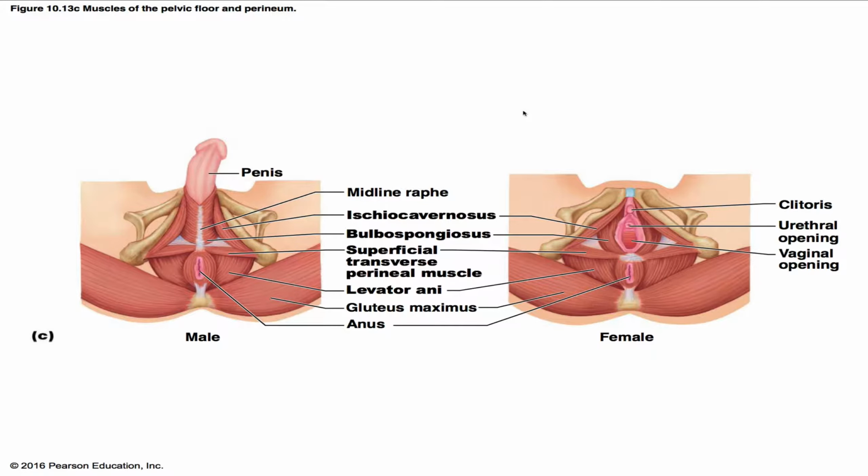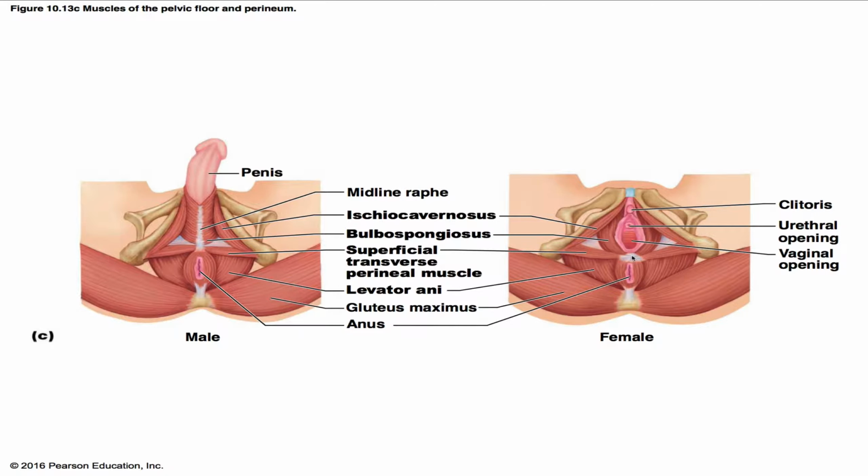It's innervated by the pudendal nerve, and its action is to retard the venous drainage and maintain erection of the penis or clitoris. Next, we look at the bulbospongiosus muscle, which encloses the base of the penis in males, and in females, it lies deep to the labia.